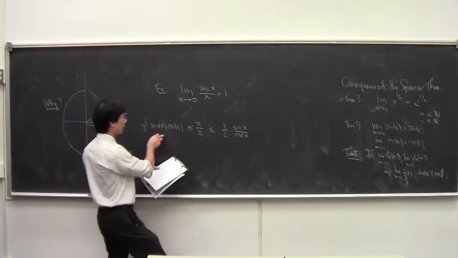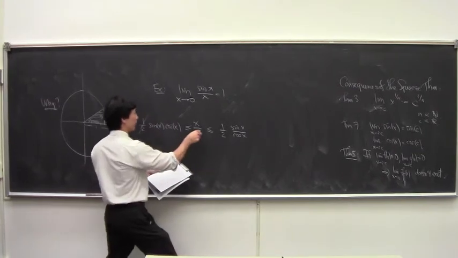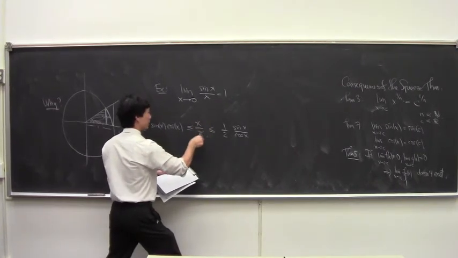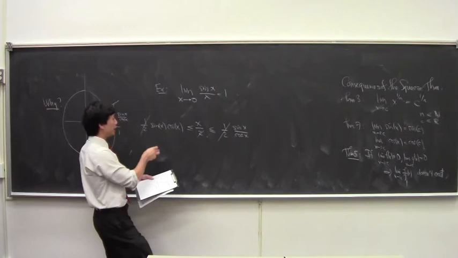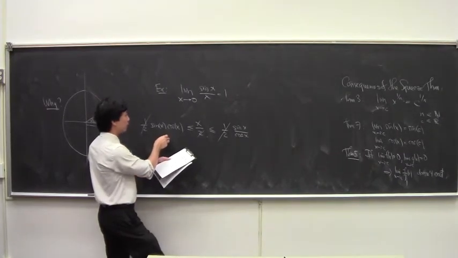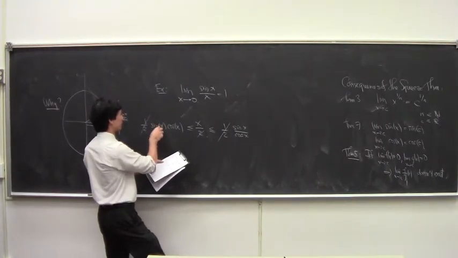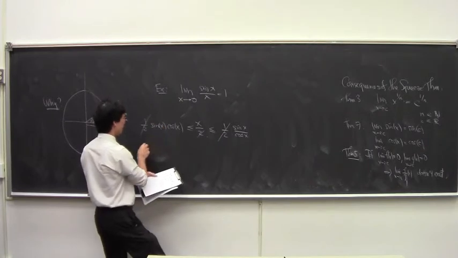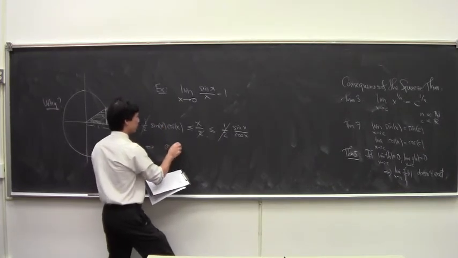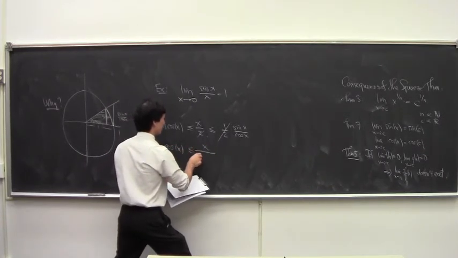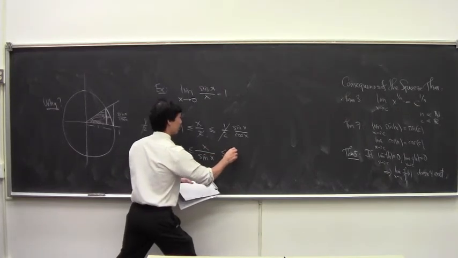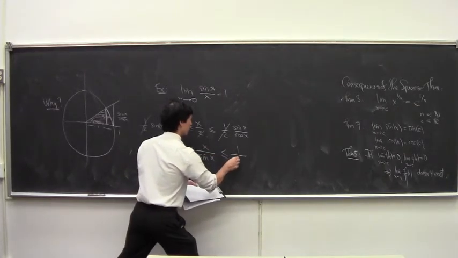So now I'm going to multiply everything by 2, and I'm going to divide everything by sine. So I get cosine x is smaller than x over sine x is smaller than 1 over cosine x.